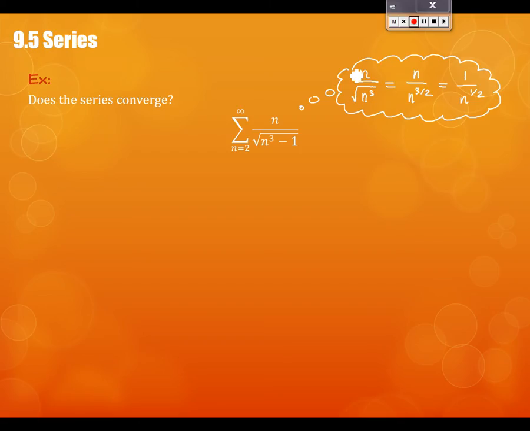But maybe if we claim that this grows the same way as this, we could show that using the limit comparison test. So here we go. How does this work? We say something like, since this series diverges or converges? Diverges. Why? Because p is a half, which is strictly less than 1.